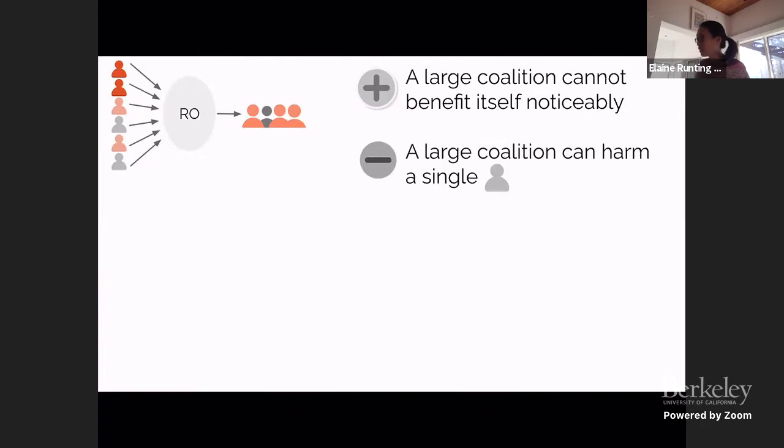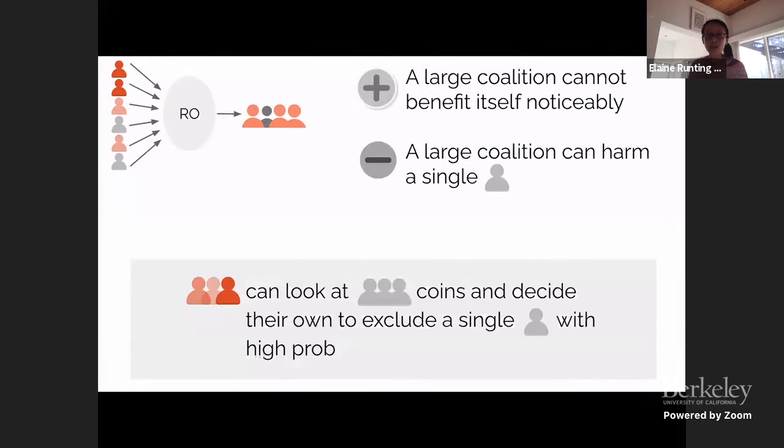The first flaw is that a large coalition can harm a single individual. At a very high level, this Chernoff-type bound gives you a statistical guarantee about the population. It doesn't give any meaningful guarantee about any single individual. So if you're a large coalition and you want to harm some individual, what would you do? You can look at the honest coins and then try different combinations of your own coins and make sure this user is excluded from the committee. And you can achieve this with very high probability.